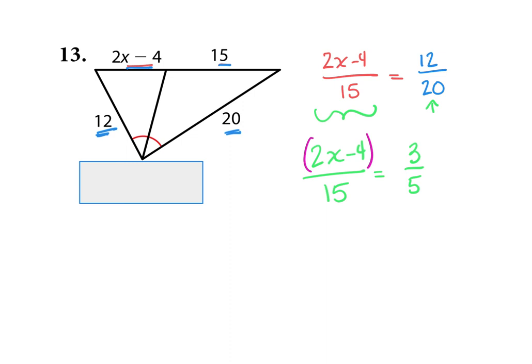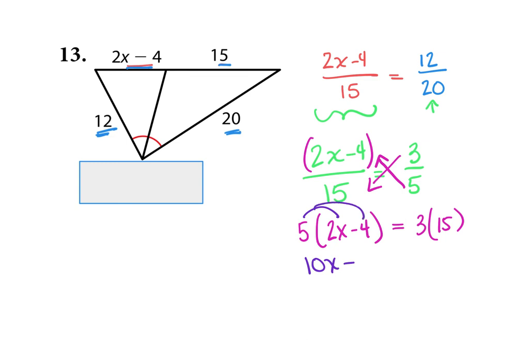Second problem I saw in the quiz was not distributing. All right, so I'm going to multiply the 5 across, so 5 times that group. And then I'm going to multiply the 3 across, the 3 times the 15. All right, again, make sure you distribute. So 5 times the 2x minus 5 times the 4 equals 3 times the 15.